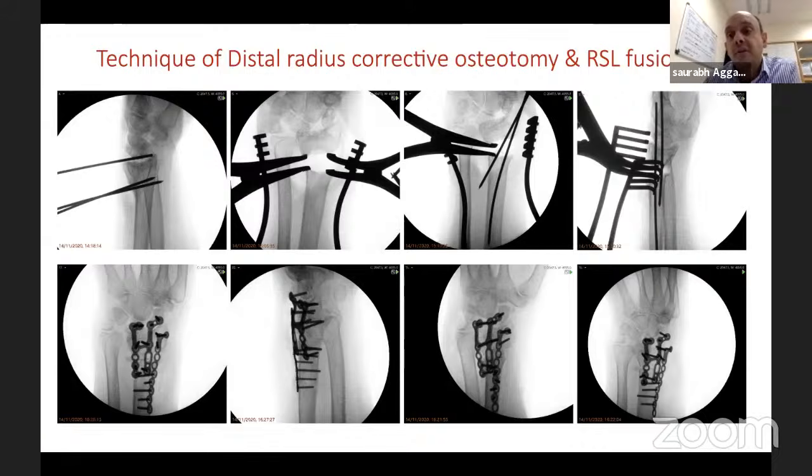There'll be a distraction at both dorsal and volar surface, so I do need a cortico-cancellous structural type of graft. So I got it from the iliac crest graft, then packed it.